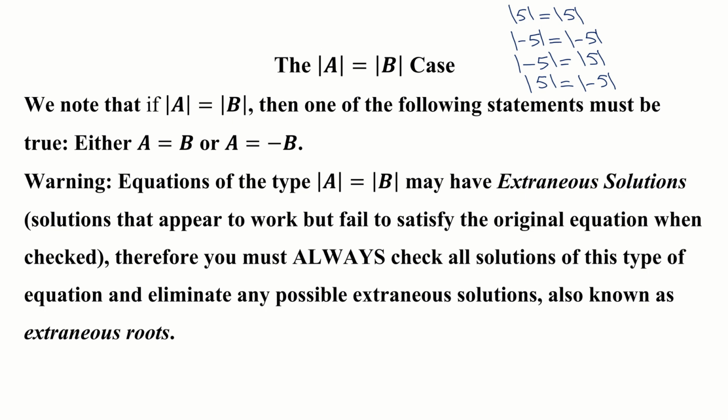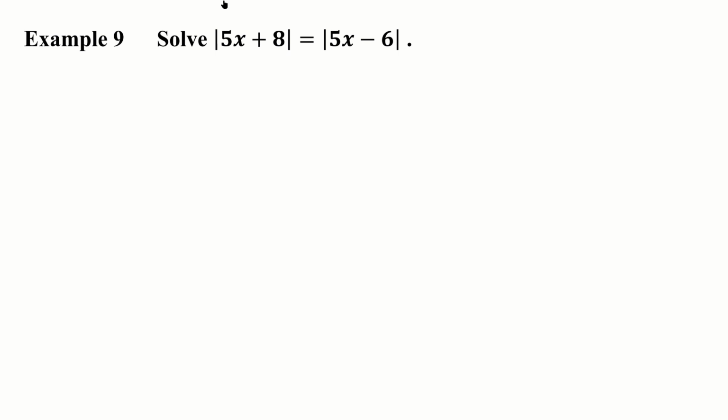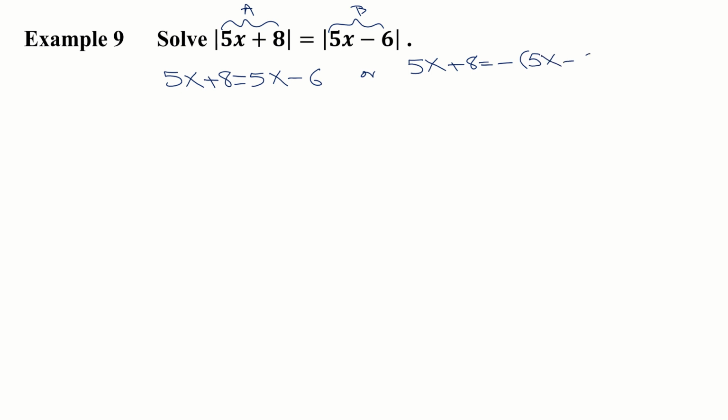Let's take a look at one. All right, so here we have absolute 5x plus 8 equals absolute 5x minus 6. So you can think of this expression as A and this one as B. So we have an absolute value of A equals absolute value of B scenario. So either A equals B or A equals the opposite of B. So either 5x plus 8 equals 5x minus 6, or 5x plus 8 equals the opposite of 5x minus 6.